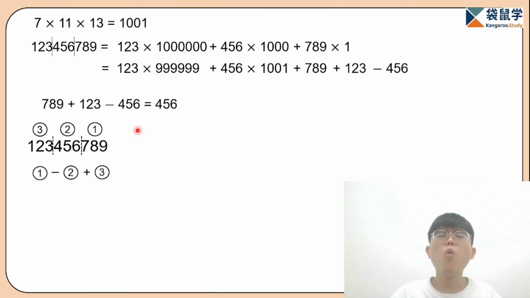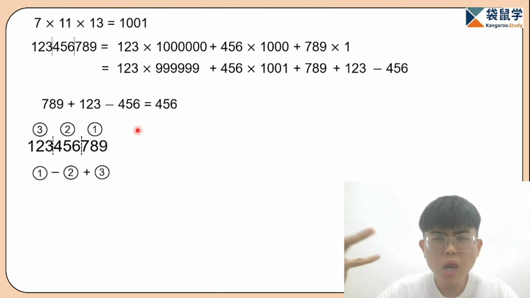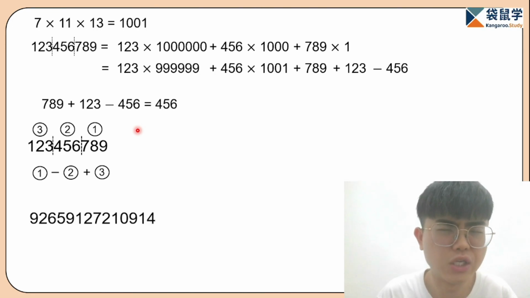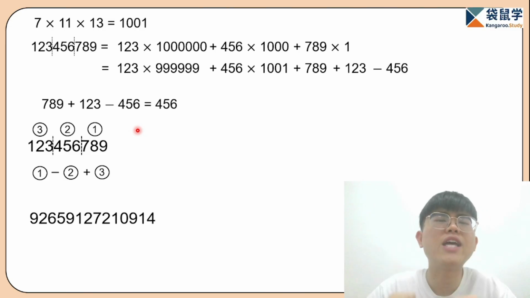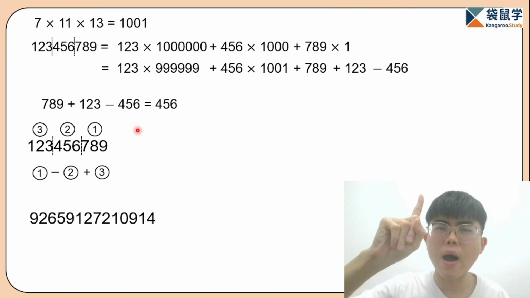Now think about it. What if we have more numbers? It is not only 3 parts. What are we going to do? Let's say we have this random number. Again, to check whether it can be divided by 7, 11, and 13, starting from the right, we cut it into parts of 3 digits each.